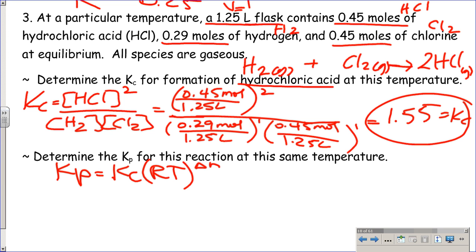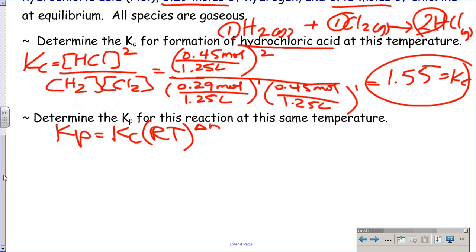Zero. Right. So I did that to make the point that sometimes you're not going to be given all the data, because there's a simpler way to do it. Delta N is moles of product gas minus moles of reactant gas. That's 1 plus 1, so that's 2, and that's 2. So 2 minus 2 is 0. Therefore, your Kp is equal to Kc times RT to the 0, and that's 1.